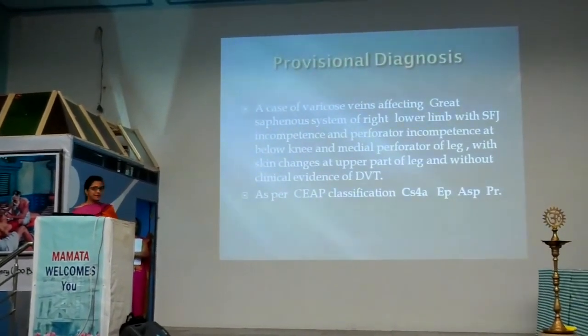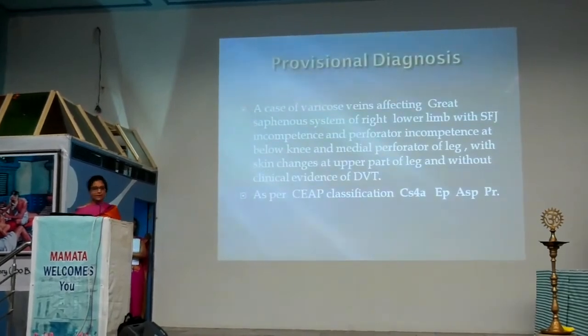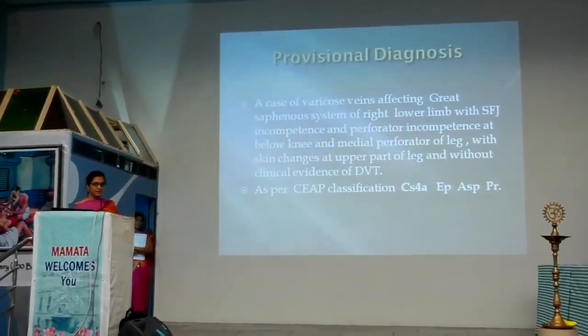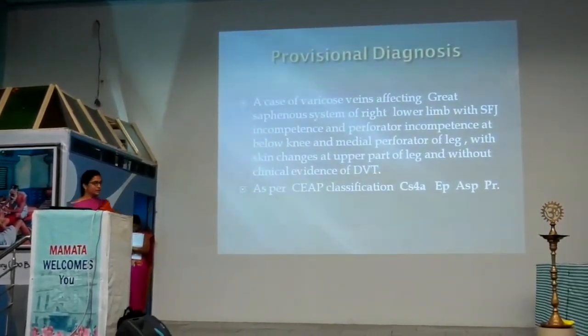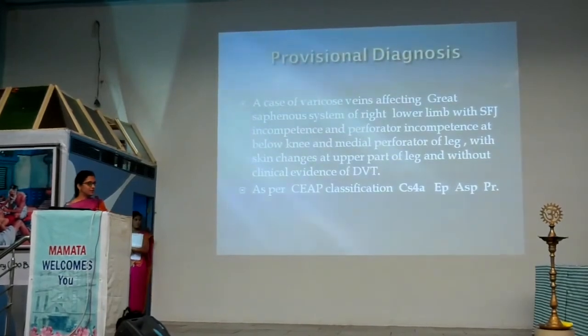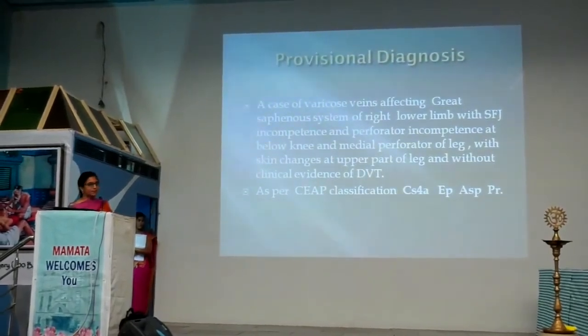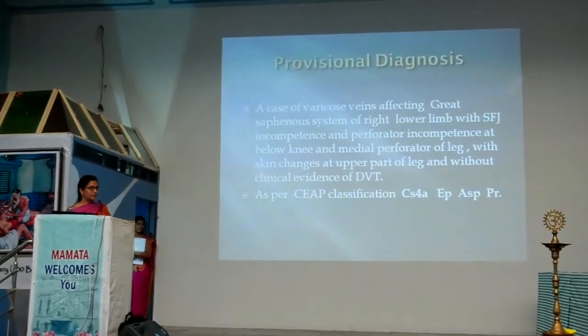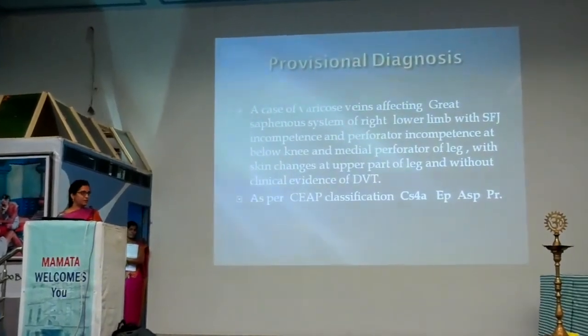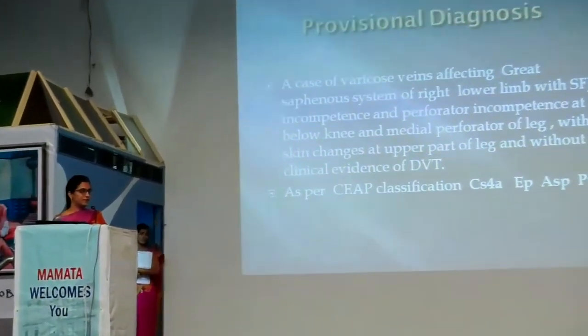What is the provisional clinical diagnosis? The provisional diagnosis is a case of varicose veins affecting the great saphenous vein distribution of the right lower limb with SFJ incompetence and perforator incompetence below the knee and upper part of the leg, with some skin changes over the upper part of the leg, without complications of DVT.